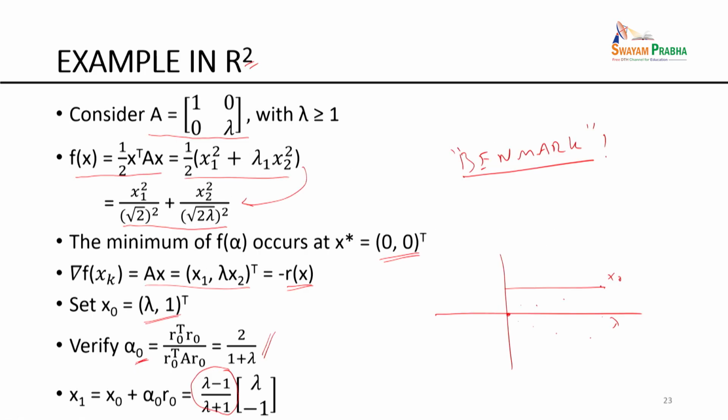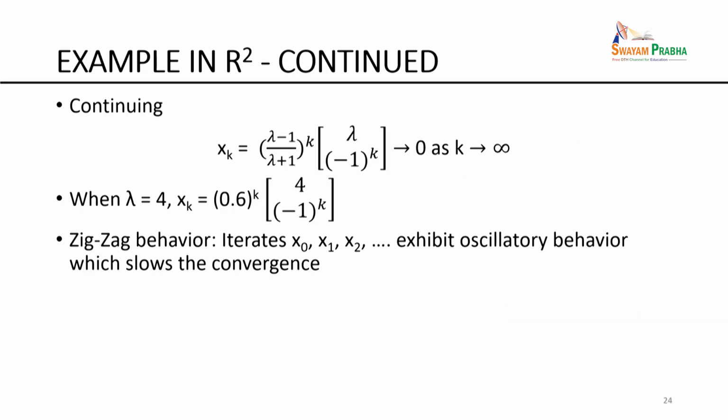So, continuing this way, I computed x naught, x 1 from x naught. From x 1 I can compute alpha 1, then x 2, then alpha 2, then x 3. If I keep continuing this, which I am going to leave as a homework problem for you to do, you can verify x k is given by lambda minus 1 divided by lambda plus 1.